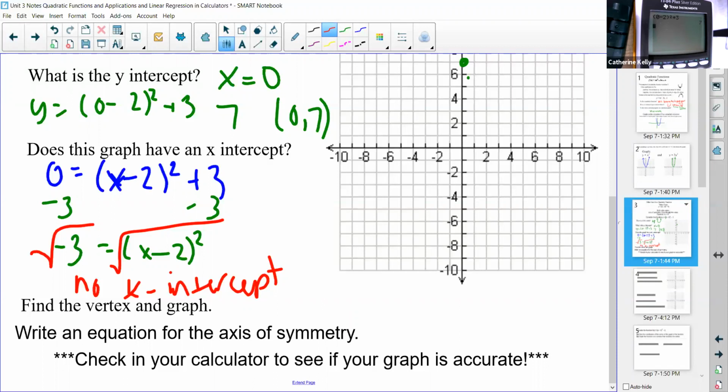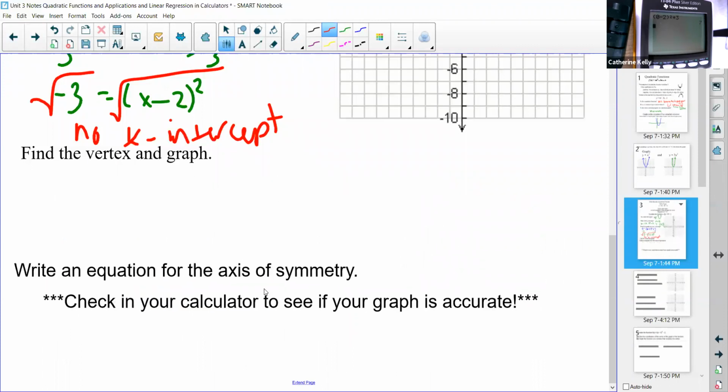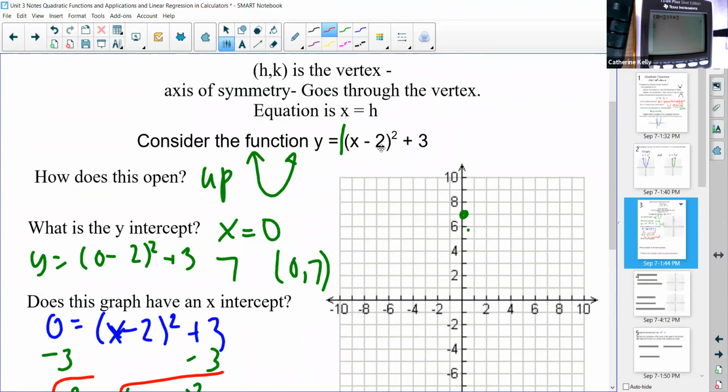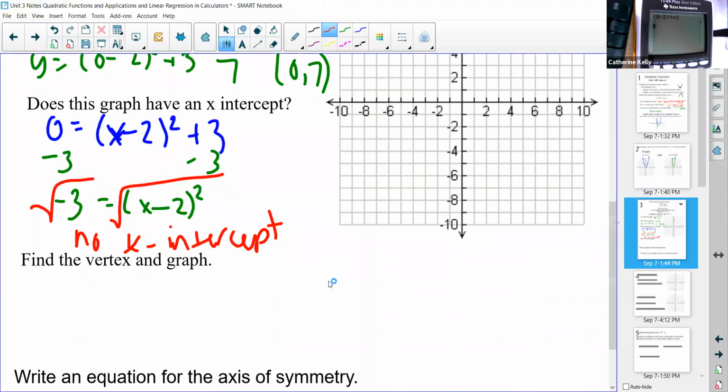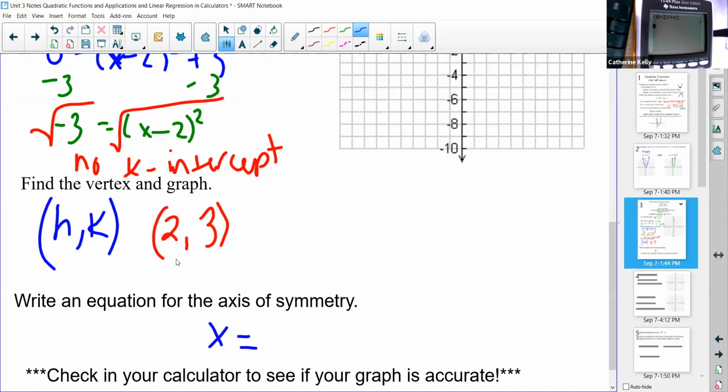When we find the vertex of it, the vertex is h, k. So if we look up here, the vertex would be 2, 3, because of the equation. And write an equation for the axis of symmetry. The axis of symmetry goes through the vertex, so it's going to be x equals whatever your value for x is. So x equals 2 would be the axis of symmetry.